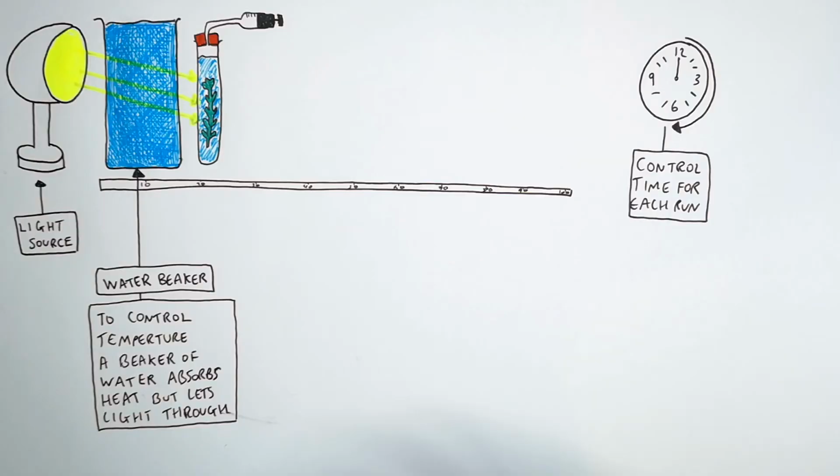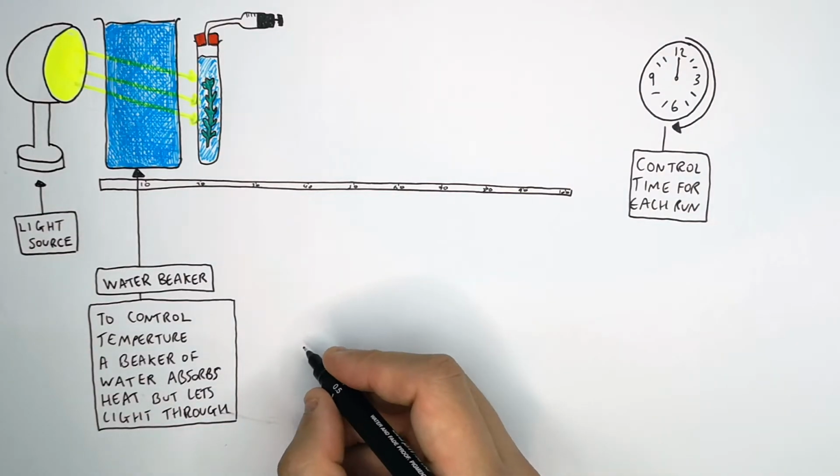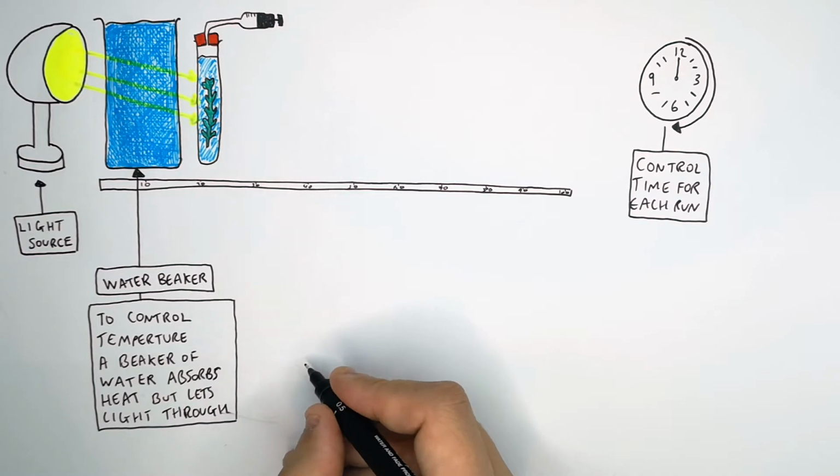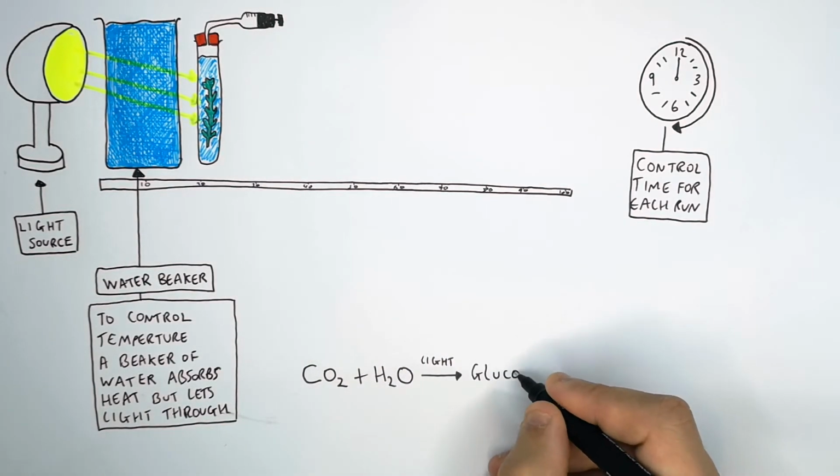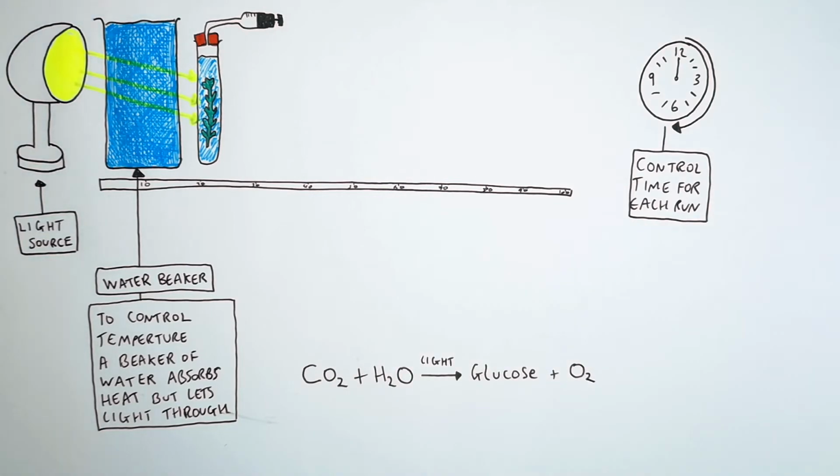So now we've set up the equipment, let's look at the science behind it. So photosynthesis is the reaction whereby carbon dioxide reacts with water to form glucose and oxygen. This reaction happens because the chlorophyll and the chloroplasts absorb light energy.